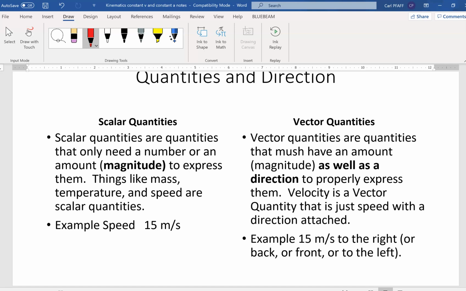Generally, velocities will have a positive sign or a negative sign associated with them, whereas speeds will not. They'll just have the number. And there are no negative speeds.